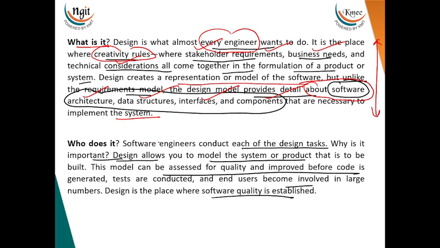Now, who does it? Again, the software engineer conducts each design process. What design task? This design task, which is very important. Design allows you to model the software. Yes, we are going to model the software, to produce the software and to build it. The model can be assessed for quality, and when the model is ready, we are going to assess the quality to improve it before it goes for the code.